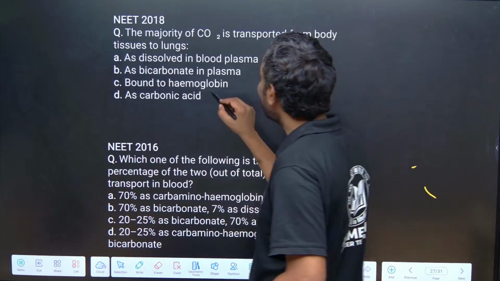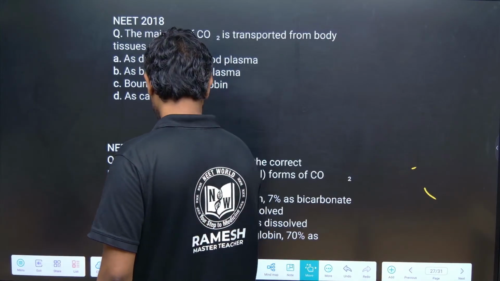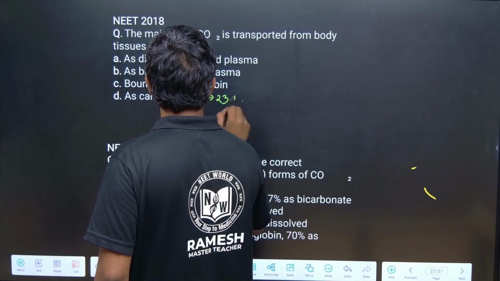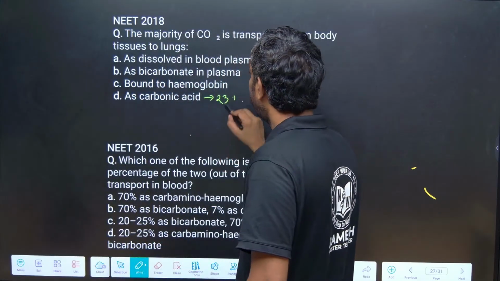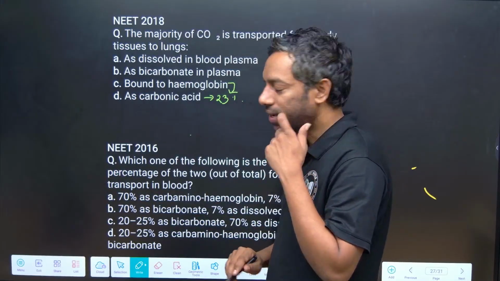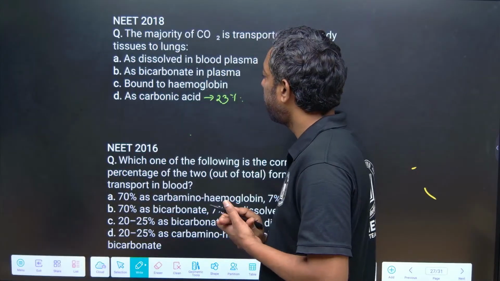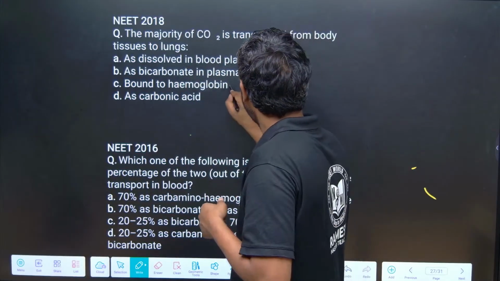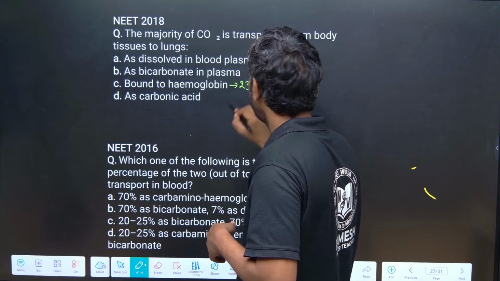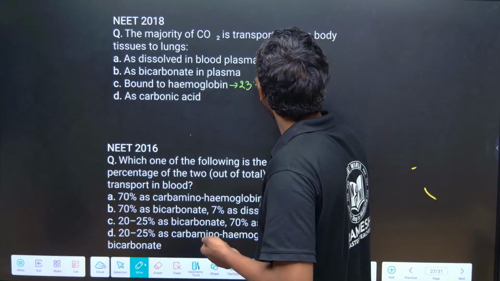From body tissue to lungs, like carbonic acid, it is 20, just look into this 23%. Bond form is carbonic acid, same. Carbonic acid no. This is the bonding form. 23% is the bonding form, directly attached to the hemoglobin, and plasma dissolves 7%.